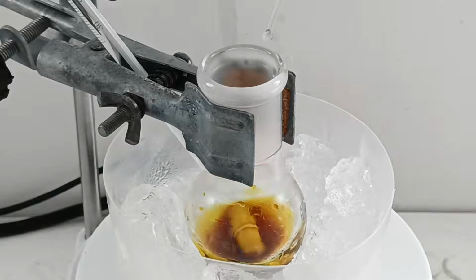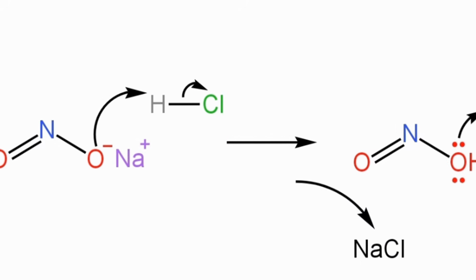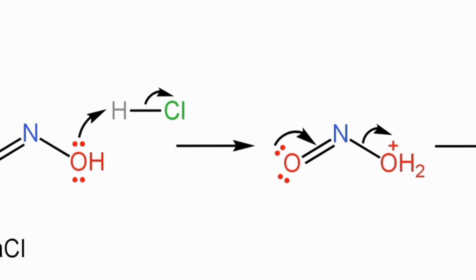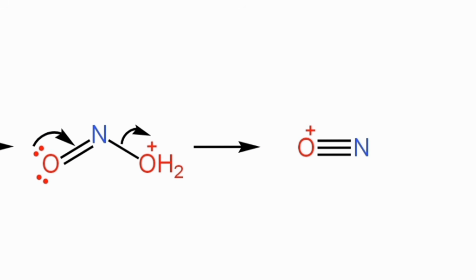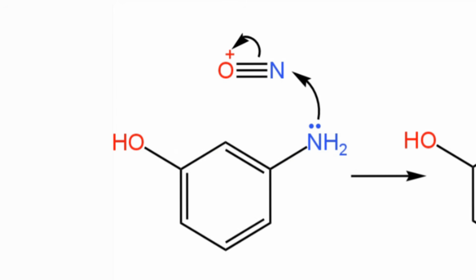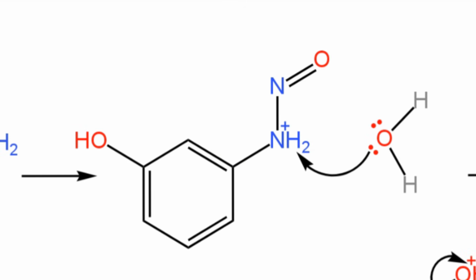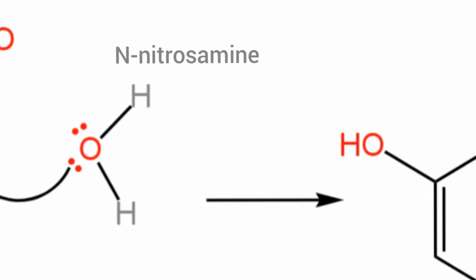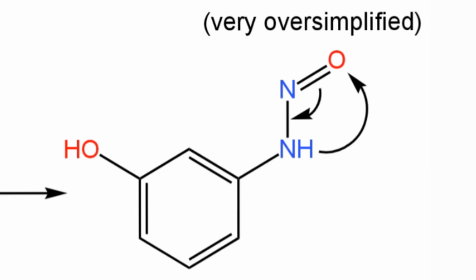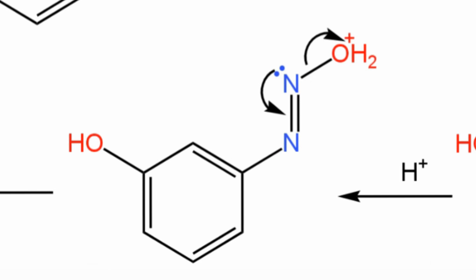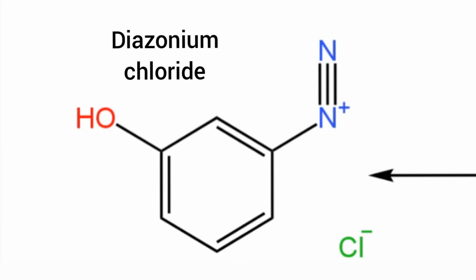Here's what's happening. Firstly, the sodium nitrite reacts with hydrochloric acid to form nitrous acid. Nitrous acid is then protonated by the hydrochloric acid, causing this part of the molecule to leave as water, leaving behind the electrophile known as the nitrosonium ion. The lone pair on the nitrogen of the amine then attacks the electrophile, forming this very unstable N-nitrosoammonium ion. Then a water molecule strips the proton from this intermediate, leaving the N-nitrosamine, which then tautomerizes to form a diazo hydroxide. This diazo hydroxide is then protonated, causing it to lose a water unit, leaving the diazonium chloride salt.